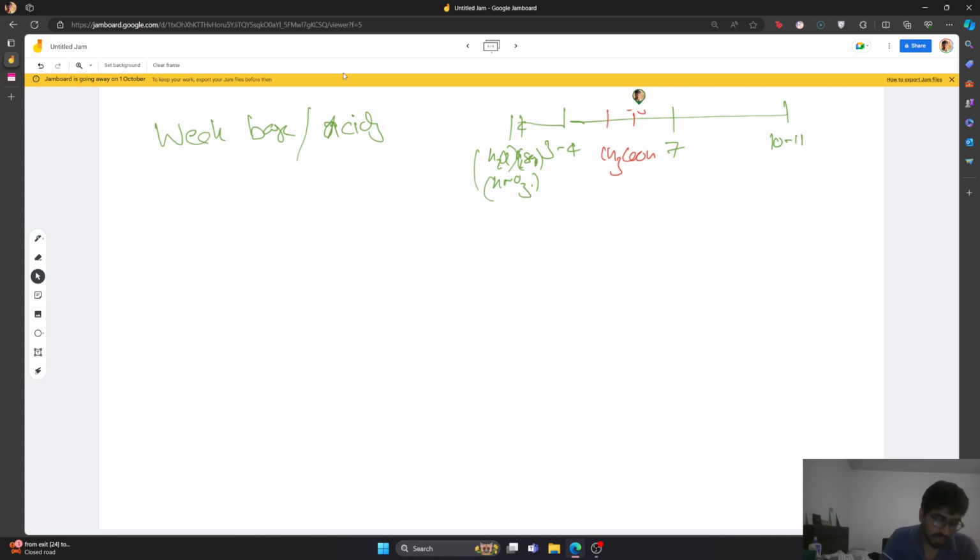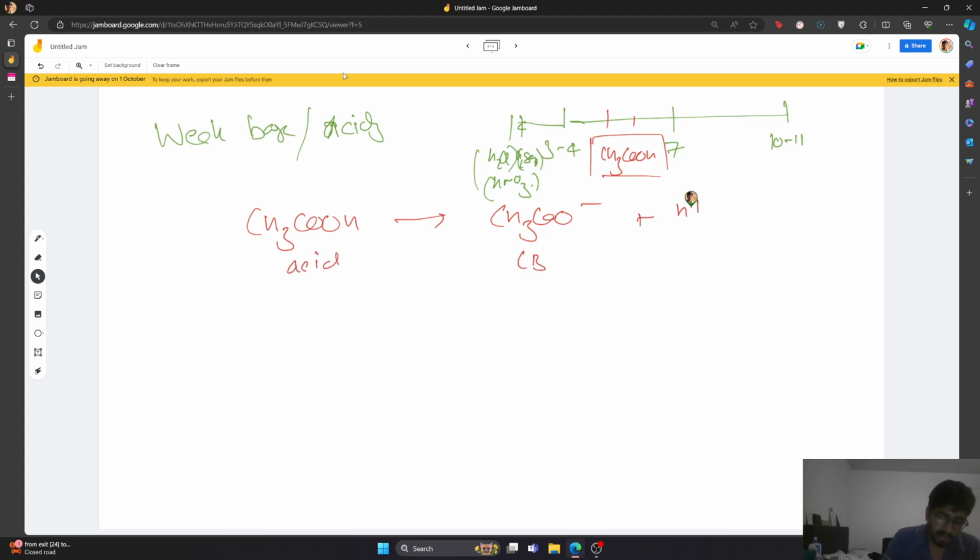So let's take an example of acetic acid here, or vinegar, or ethanoic acid, right? So CH3COO minus, which is the conjugate base, and then an H plus. Again, because it's a weak acid, it does not go through what we call complete dissociation. It goes through what we call partial dissociation.